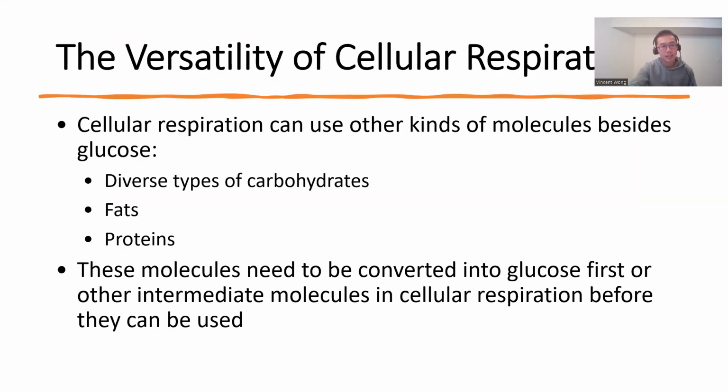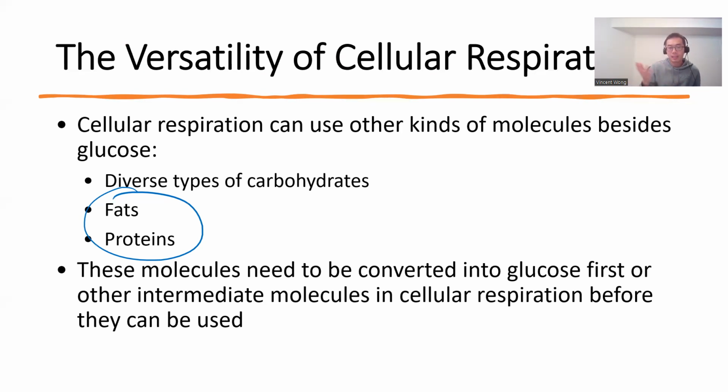Next slide. Cellular respiration can use other kinds of molecules besides glucose. We can use different types of carbohydrates, like fructose and galactose, for example. We can also burn fat and proteins, but fat and proteins are going to get converted into glucose in some cases. Your liver has the ability to convert fat into glucose when you are starving.